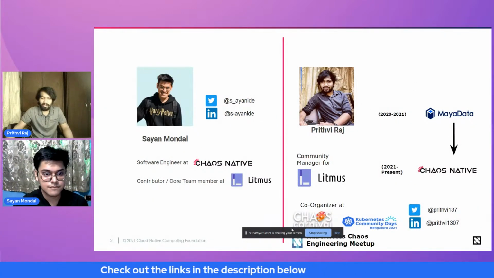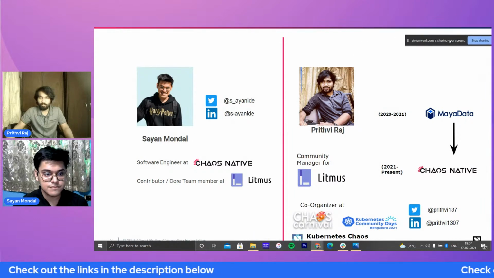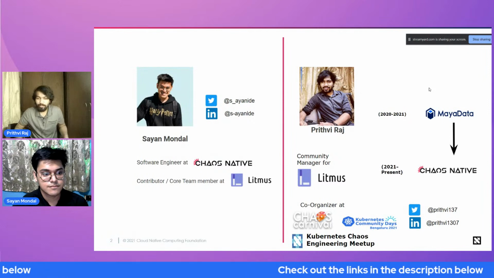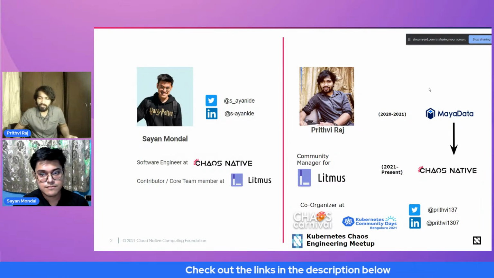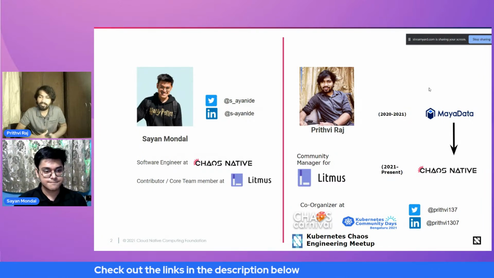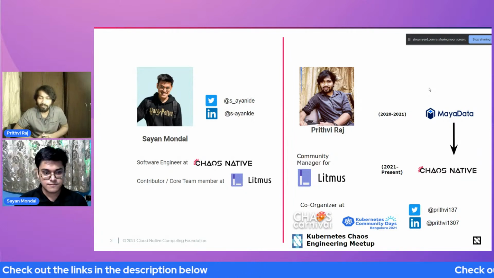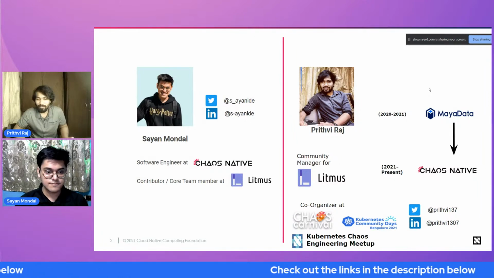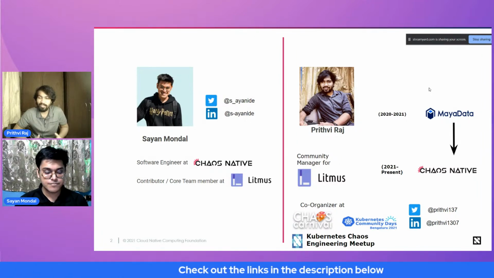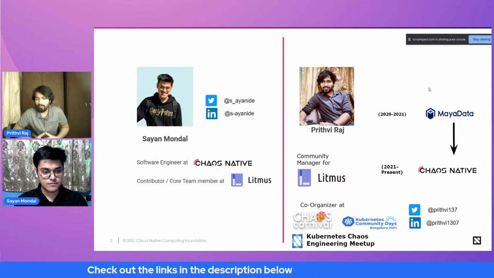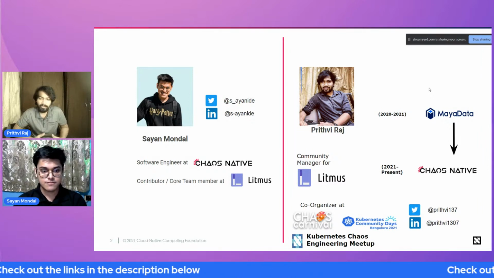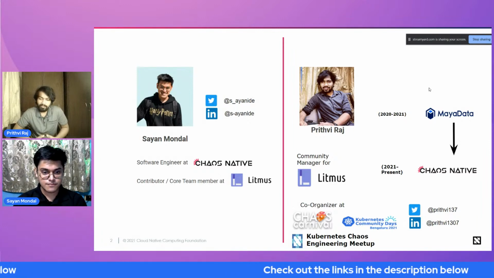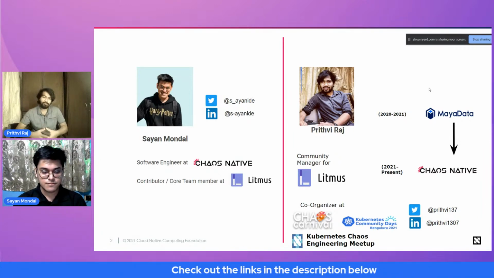So before getting started, a little bit about ourselves, who we are and where we are from. My name is Prithvi Raj. As you all know, I work as a community manager for the LitmusChaos project. The journey started last year. I was just a student like you all, from a tier 2, tier 3 university, KIIT university, and then I joined MayaData and just started as a community intern for the Litmus project, and now here we are at Chaos Native, which is a spin-off from the company, managing the community.